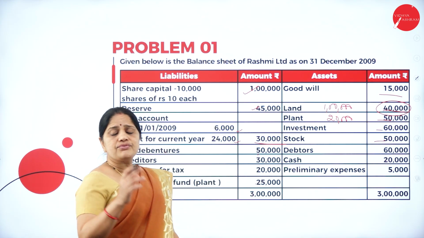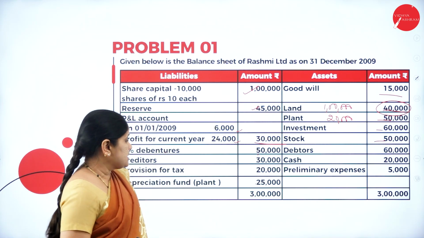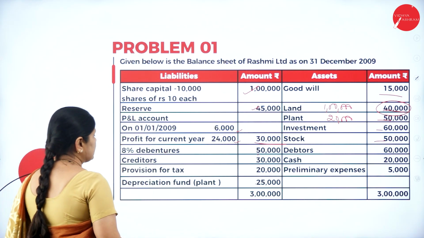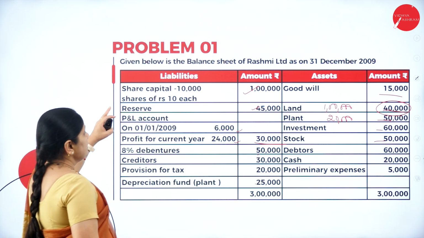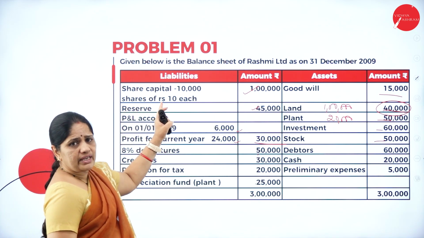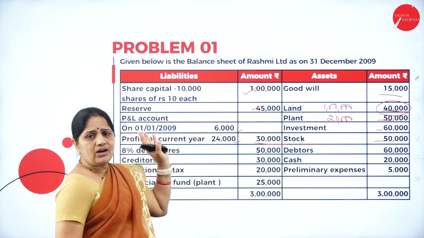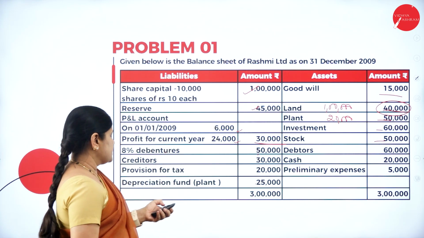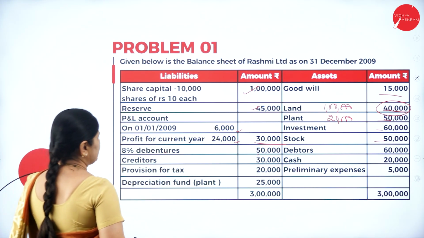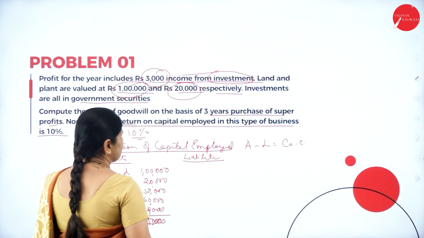And also provision for tax, it is to be paid to the income tax department. So, we take only these 3 liabilities. Then we don't take the reserve, capital and P&L account into consideration. So, I take debentures, creditors and provision for tax.